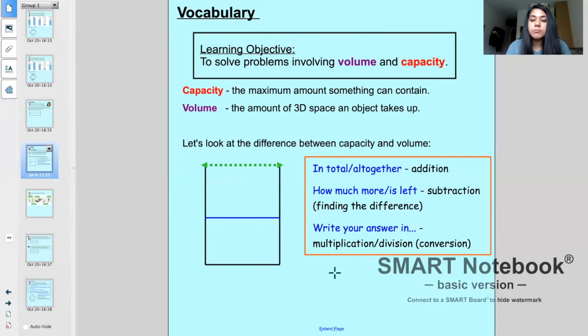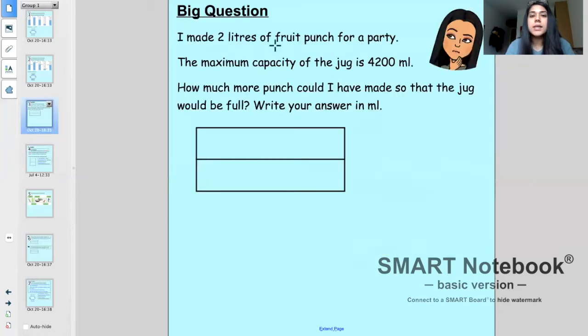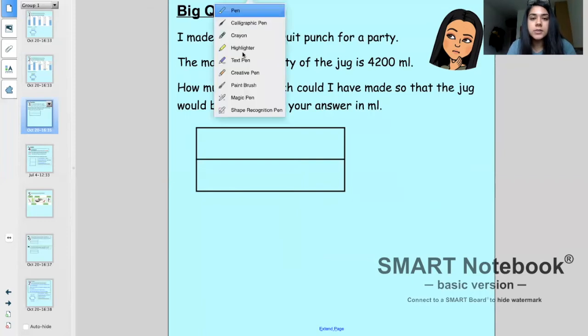I want you to take that in, remember these, and if you feel like you need to refer back to this, then feel free to do so when you're answering questions. This is just a useful reminder for keywords in questions. So let's have a go at answering the big question together. I want to highlight my keywords first.